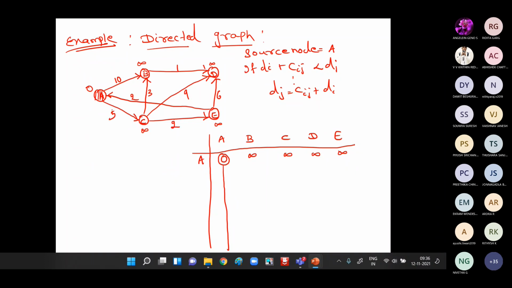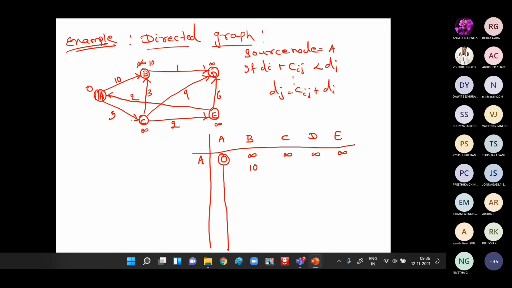Okay, the cost values are given, the linking cost values. So A to B, now we have to find out 0 plus 10. 0 plus 10 is 10. So 10 is less than infinity, so we have to strike this out as 10 and make the entry here also as 10.